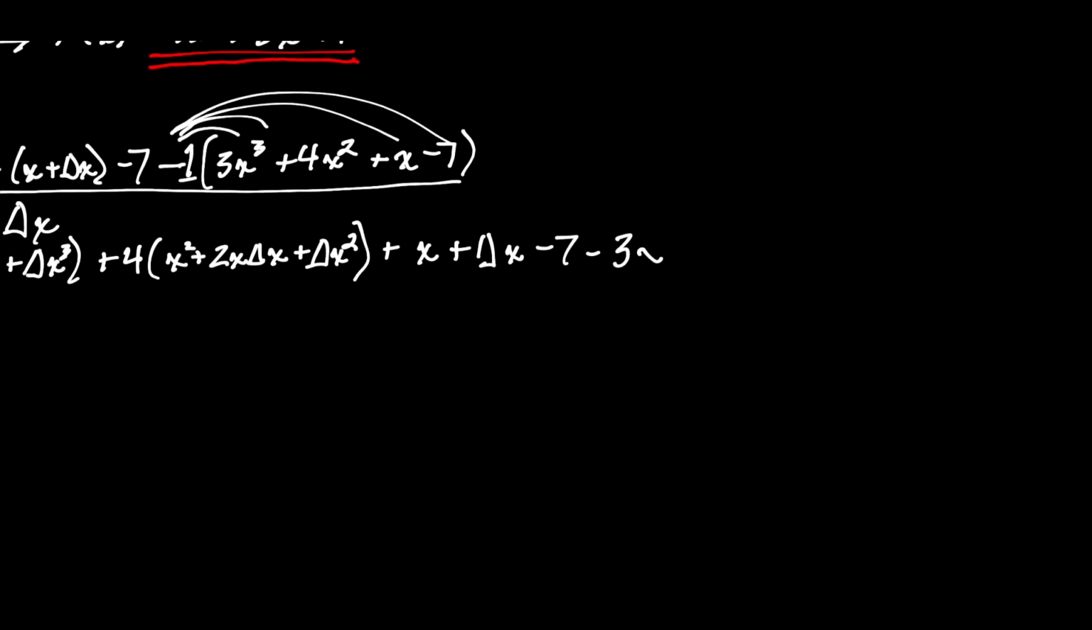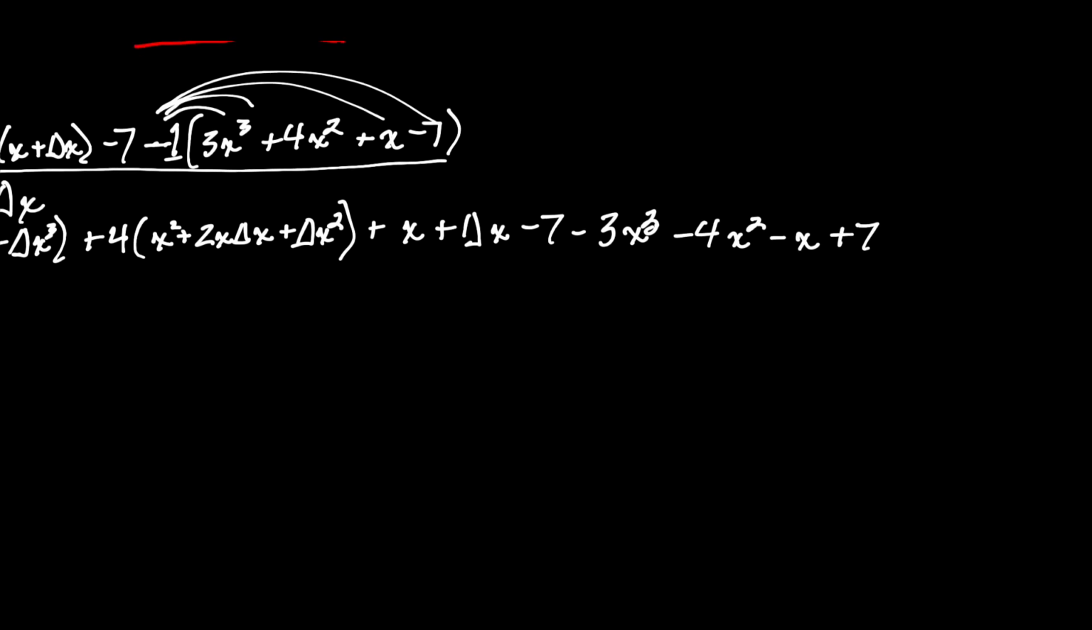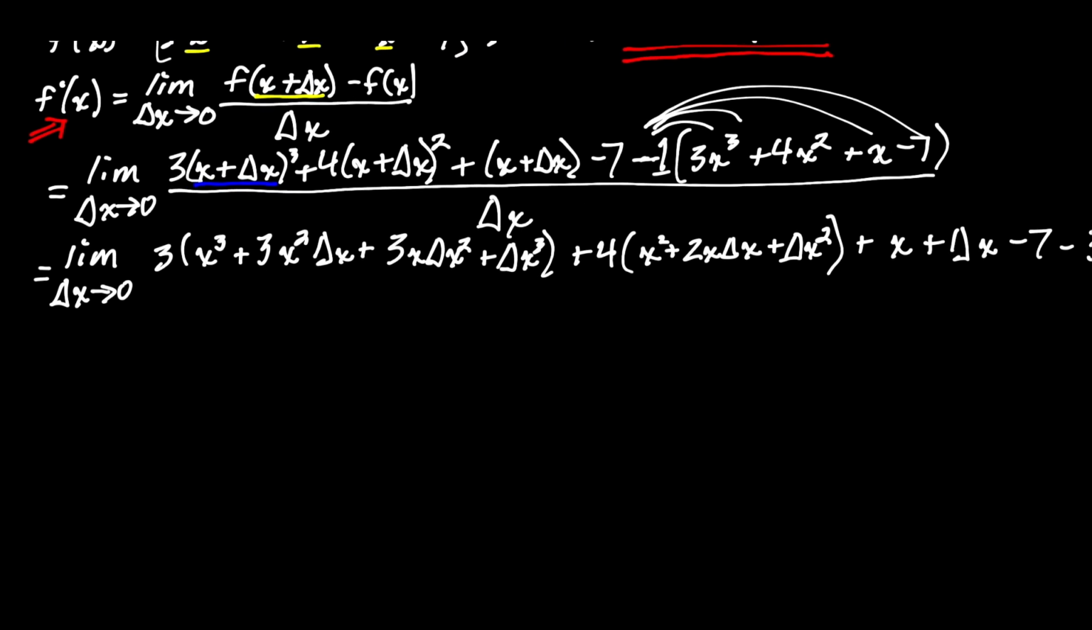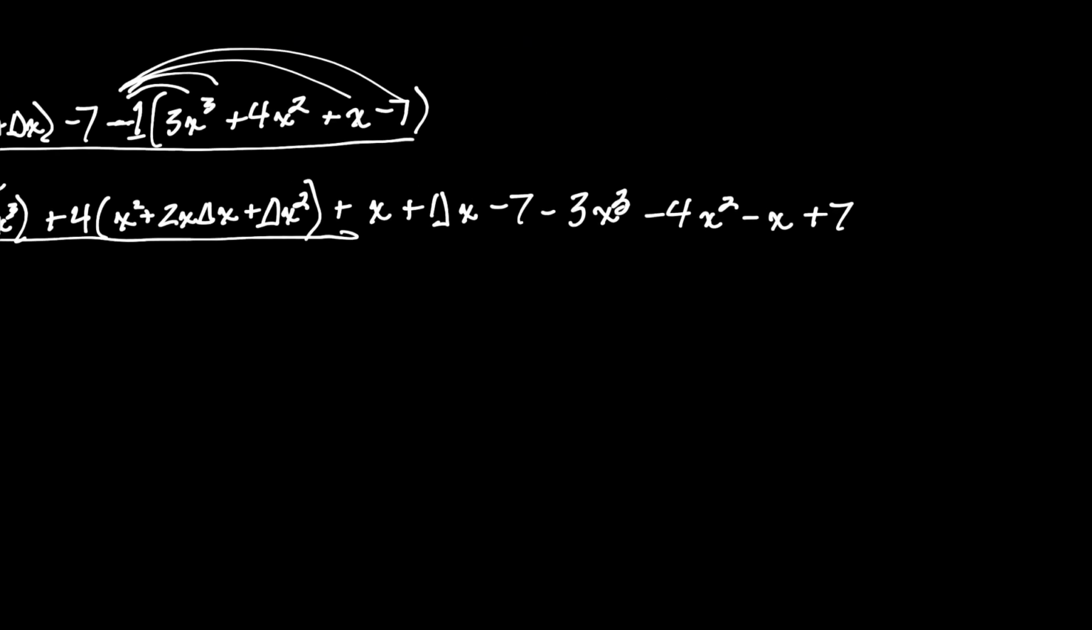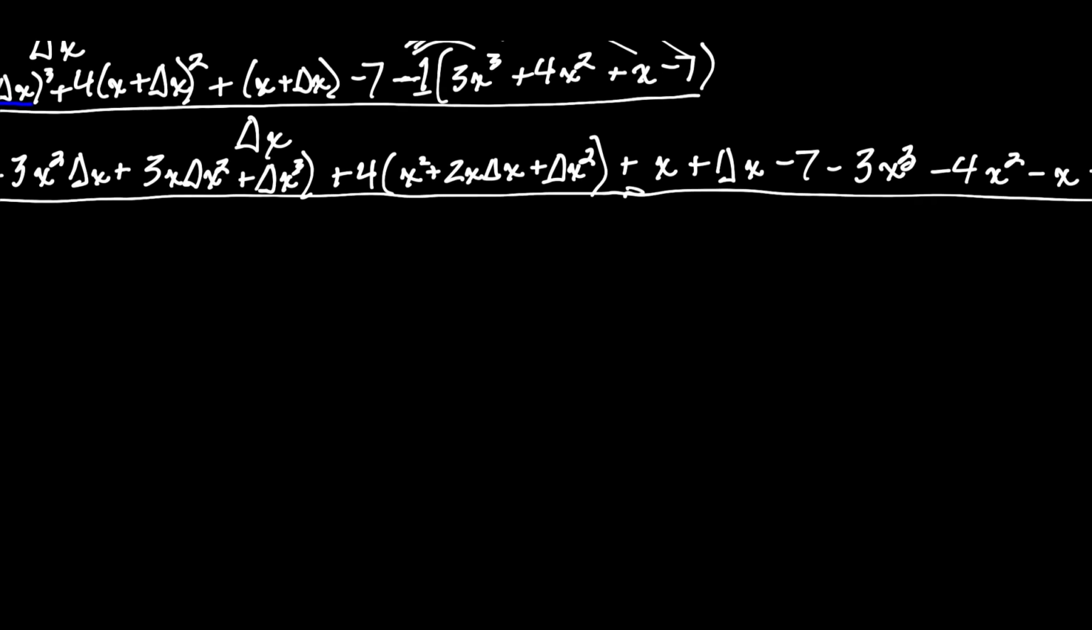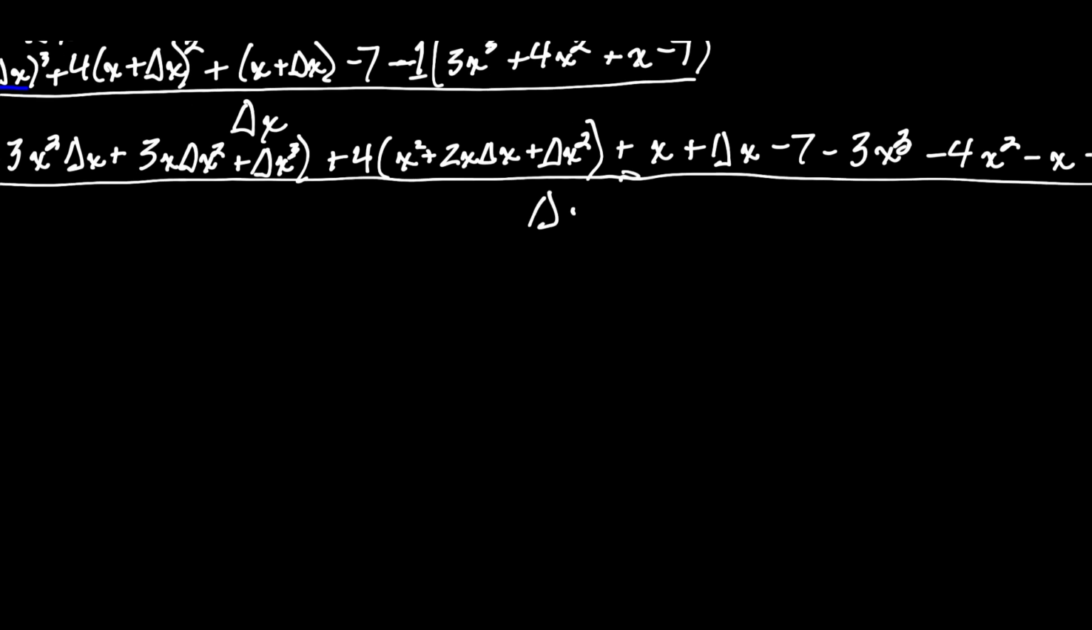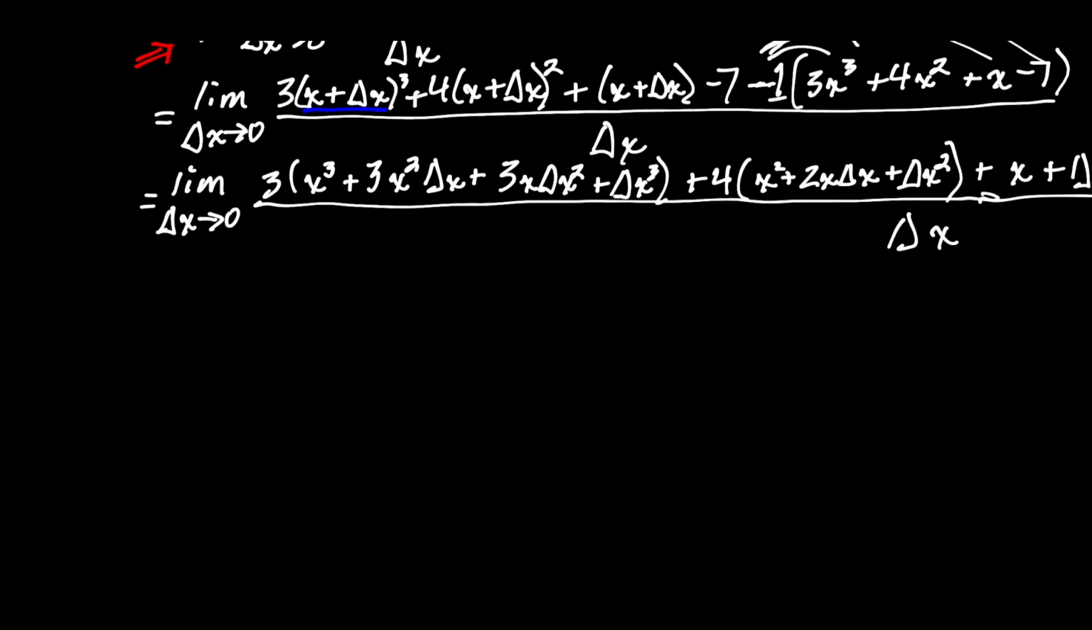Minus 3x cubed minus 4x squared minus x plus 7, because the negative of negative is positive 7. So that is a long numerator. This is one thing that sometimes students don't like, because it takes up a lot of room on your paper. No doubt about it. But everything is still over delta x. But piece by piece, we will get there.